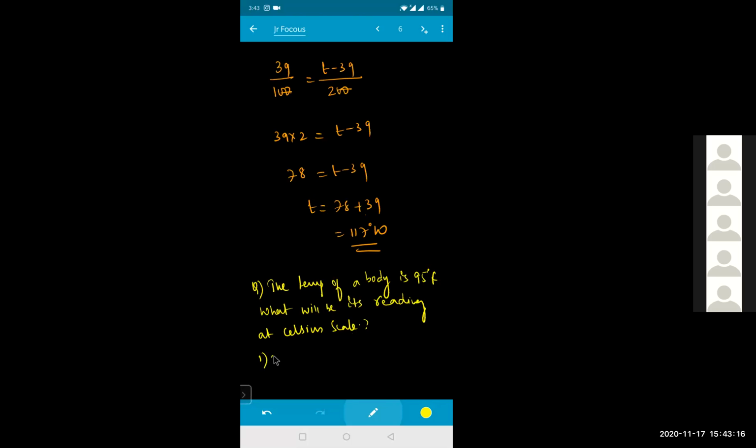Isko options de raha hu main. First one is 7 degrees. Second one is 65 degrees centigrade. Third one is 63 degrees centigrade. And fourth one is 35 degrees centigrade. Chalo jaldi se karo.